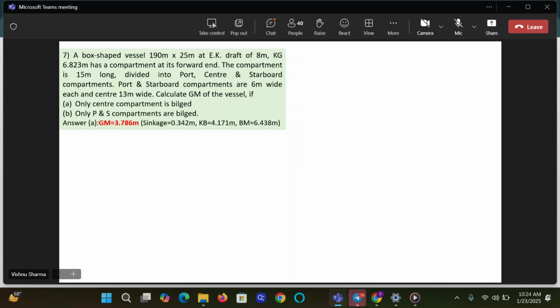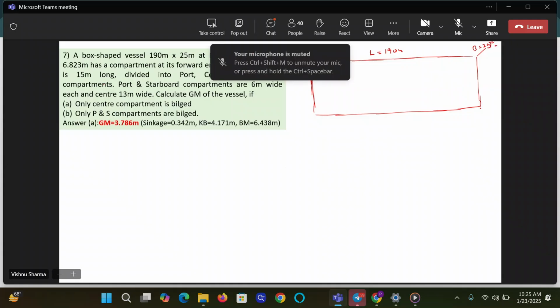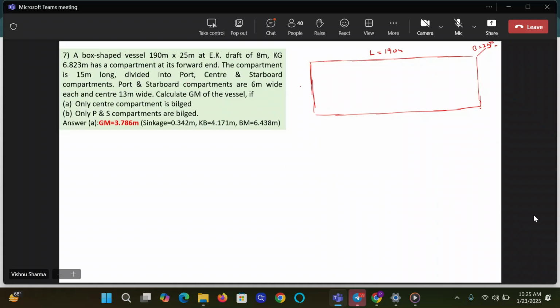Guys, using what we learned yesterday, I will draw the intact condition of the vessel. Now, in the intact condition, if there was a trim, you will draw the horizontal waterline at the mean draft or height draft. So even if there was no trim, in this case it is even keel, that's okay. But even if it was not even keeled, you will still draw it like this only. Length 190 meters, breadth 25 meters, floating at an even keel draft of 8 meters.